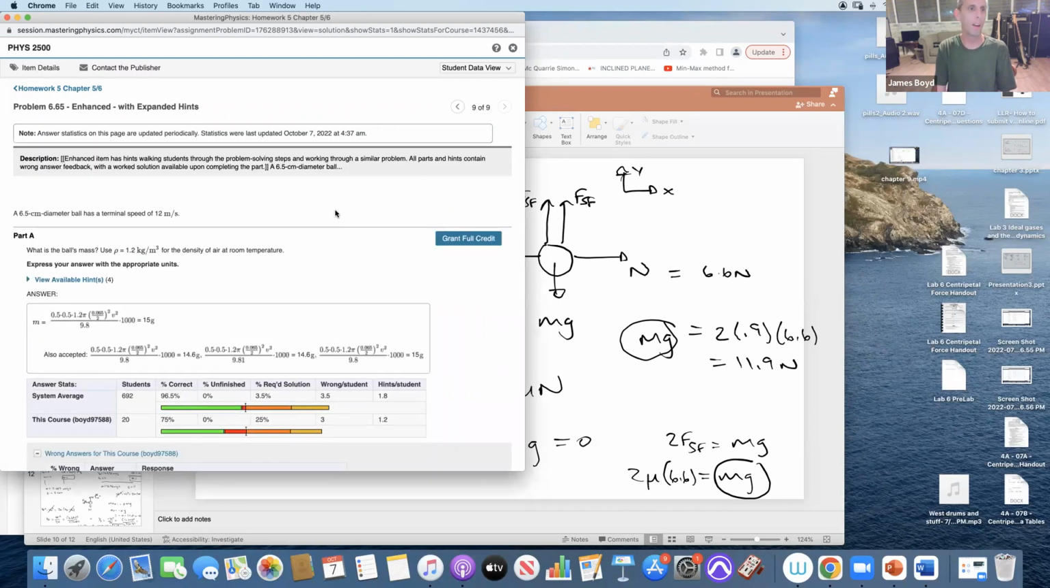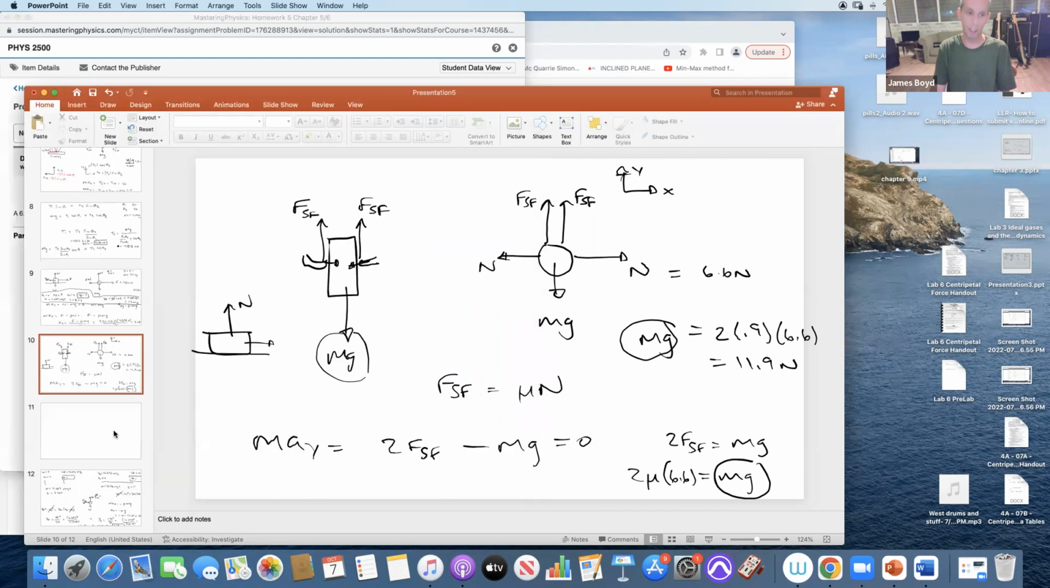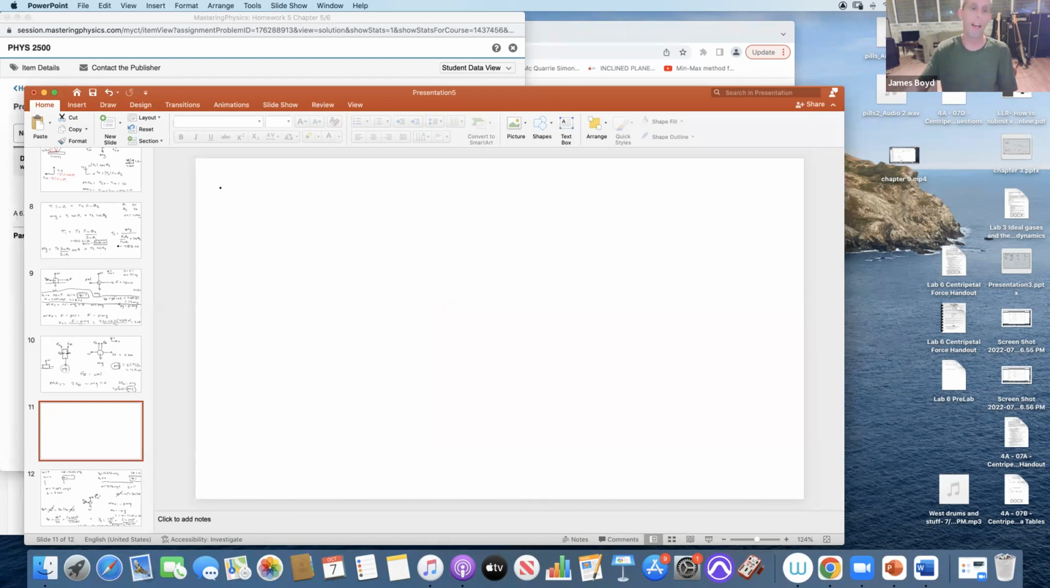All right. And then the last thing we have is a high Reynolds number drag force. The force of drag is something called a drag coefficient times one half, the density of the air or the fluid that you're in, the cross-sectional area, and v squared.